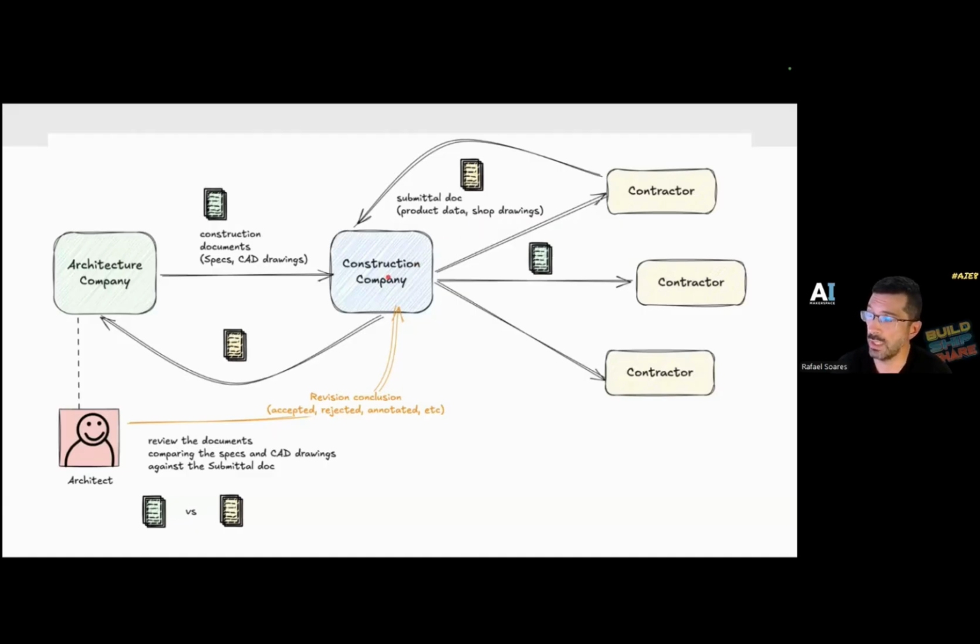The construction company gathers those submittals and sends them back to the architecture company, which will choose an architect to review this project carefully. This review is the architect's chance to spot everything that is noncompliant, everything that needs to be fixed before the construction phase starts. That's the phase our project is trying to streamline. We are going to leverage AI models to perform this comparison as much as possible.